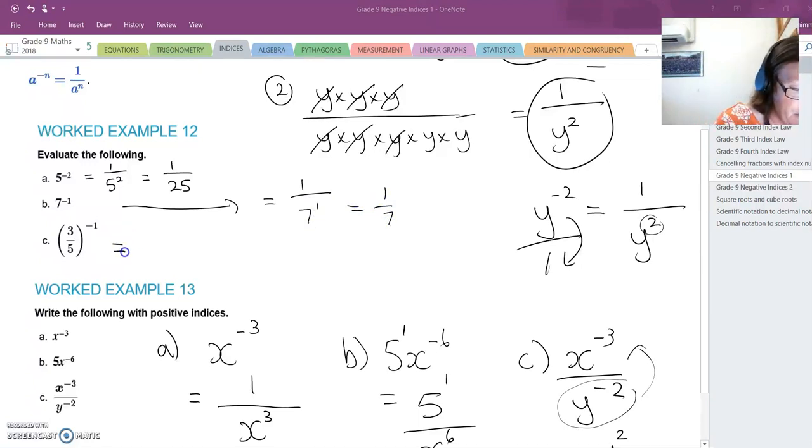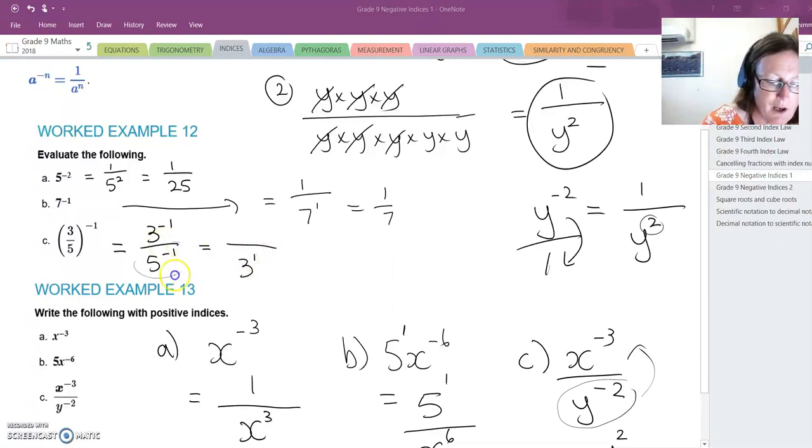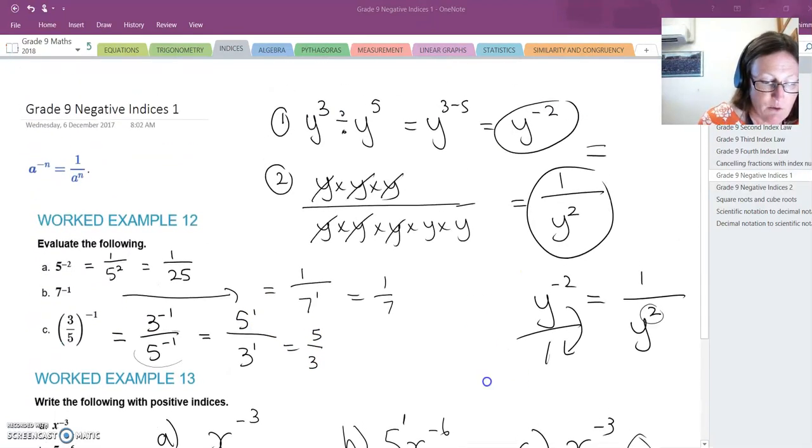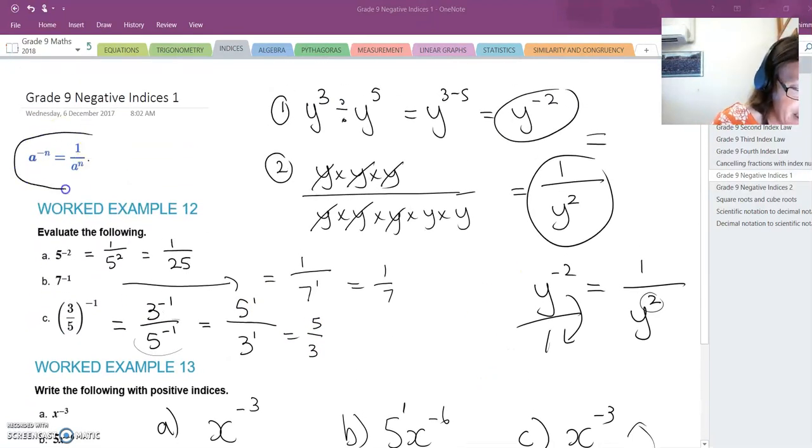With this one here, brackets, so everything, it's 3 to the negative 1 over 5 to the negative 1. I need to write them with positive indices. So I move the 3 to the negative 1 down the bottom, it becomes 3 to the 1. I move my 5 to the negative 1 up to the top, so it becomes 5 to the power of 1. So that is just simply 5 over 3. So with negative indices, if it has a negative indice, you move it to the other side of the fraction and it becomes a positive indice.